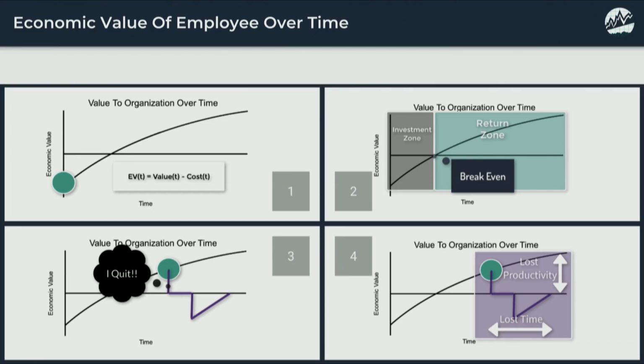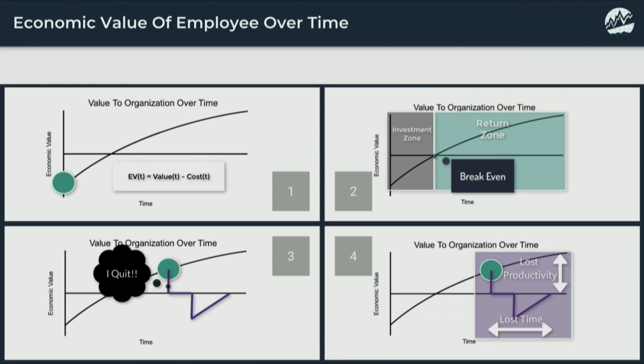So they have to provide you training, mentorship, they have to integrate you, and it takes a while to do this before you can become a productive member of that company. Then, eventually you make it to the second box, and this is what's called the break-even point.